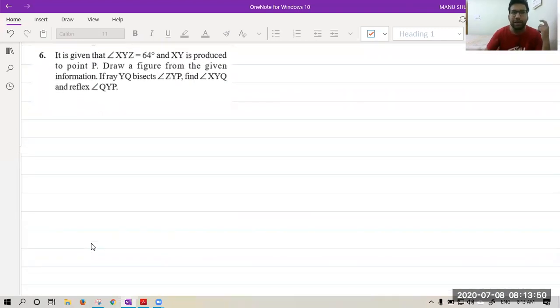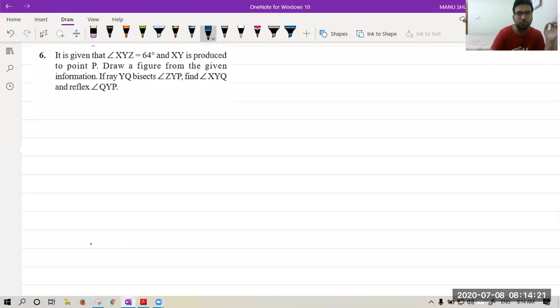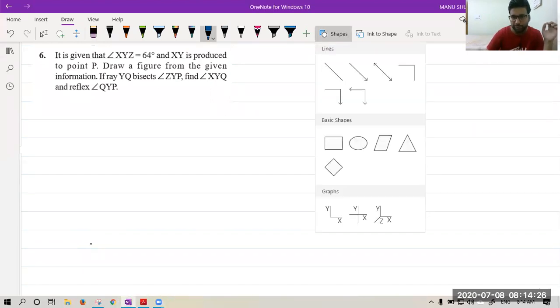Now let's see the next question first. Question number 6. It is given that angle XYZ is 64 degrees. This question is easy because when you want to find, it is easy. Then you want to prove. Proving is different, finding is different. Let's see. It is given that angle XYZ is 64 degrees. Let's make an angle. Okay, it is coming in my way. Where is draw? Shapes. Let me take a shape for angle.